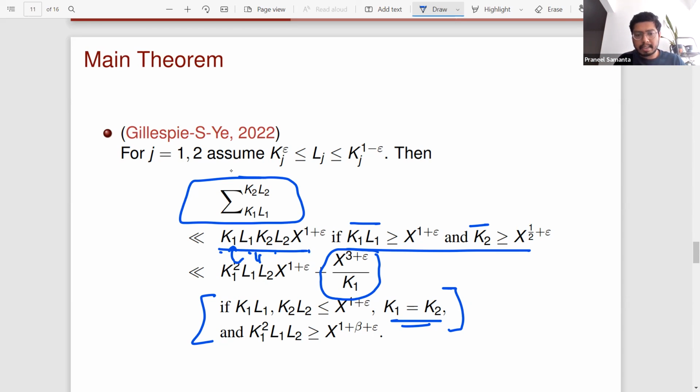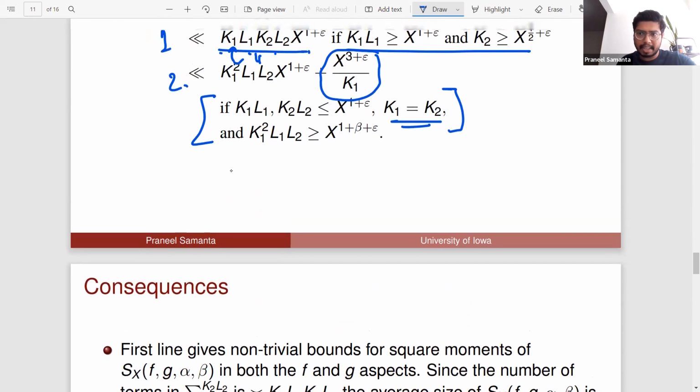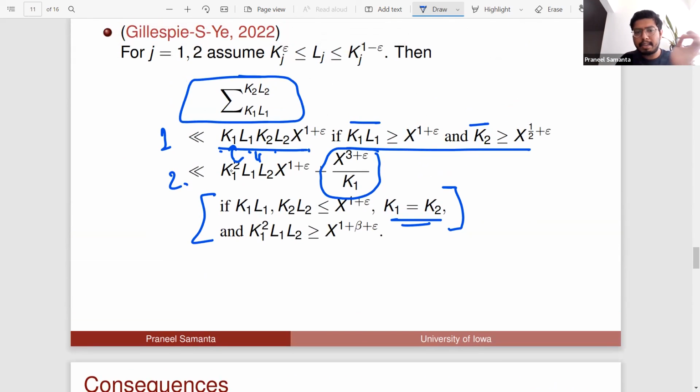Look at the first line. Let's say this is the first line, second line. Look at the first line. I will try to put both the things in one single page if possible. Okay, I can't. That's fine. So look at the first line. The bound was K1 L1 K2 L2 x. Forget the epsilon, though you can talk about the epsilon as well. K1 L1 K2 L2 x raised to 1 plus epsilon, right?